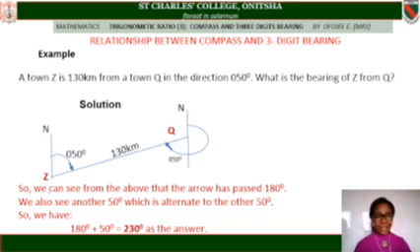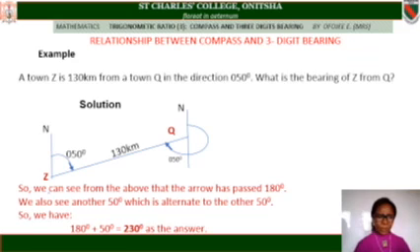Now, in the example, they ask the question: a town Z is 130 kilometers from a town Q in the direction 050 degrees. What is the bearing of Z from Q? You see, it has involved movement, and we want to introduce to you that it has to move. When we get to the next topic, we have to move with the next topic.